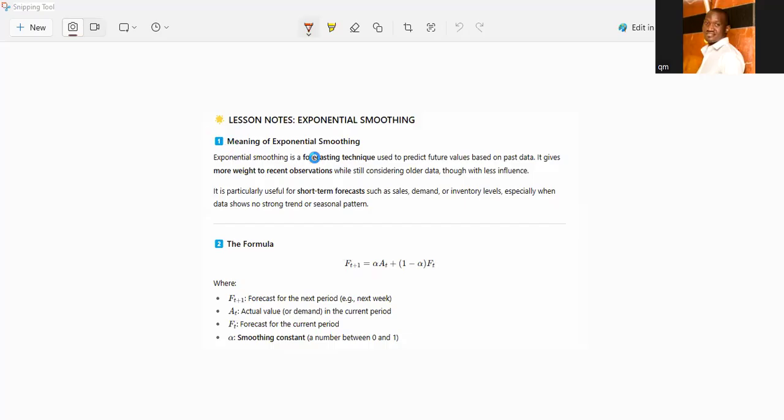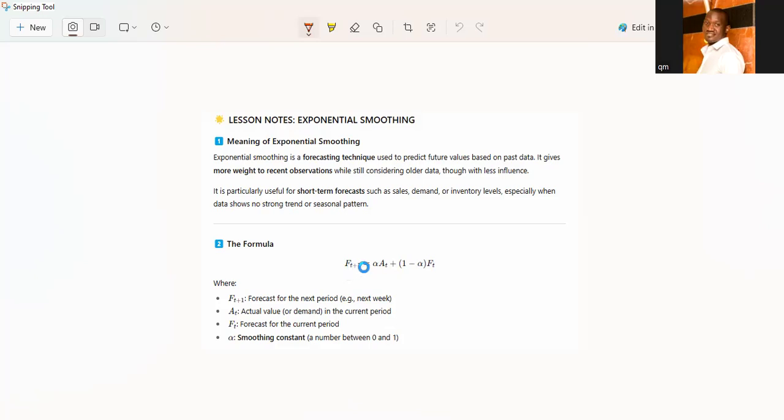So we're looking at exponential smoothing. The meaning of exponential smoothing is simply a forecasting technique that is used to predict the future values based on the previous or past data. It gives more weight to the recent observations while considering the older ones, though less influential. Exponential smoothing is very useful for short-term forecasts like sales, demand, inventory, especially when data shows no strong trend or seasonal pattern.